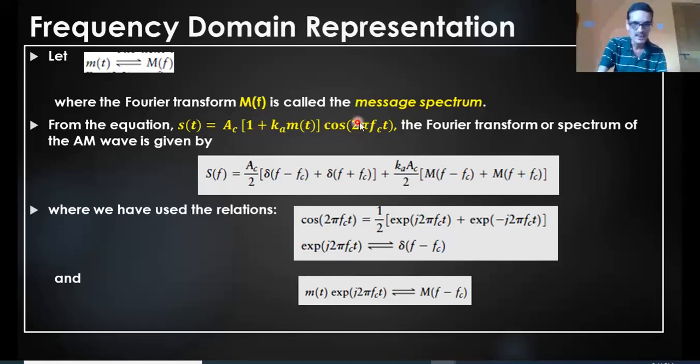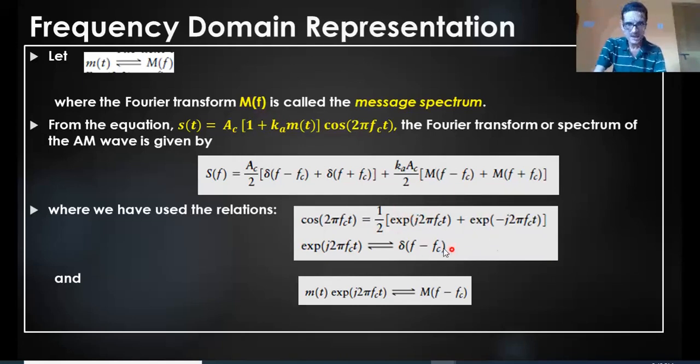I multiply directly over here and expand it. What will I get? I will get Ac cos 2 pi fc t as the first term, plus Ac Ka m of t cos 2 pi fc t. Right? So what I do is apply a Fourier transform to those two terms. So Ac cos 2 pi fc t: mathematically, cos 2 pi fc t can be represented in the form of exponential terms like this, by using Euler's rule.